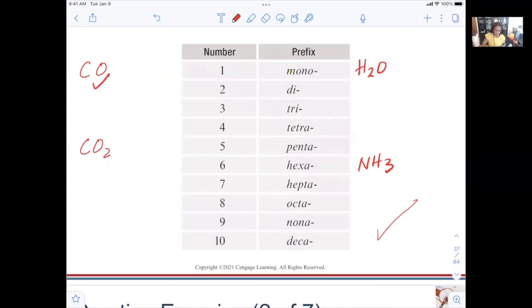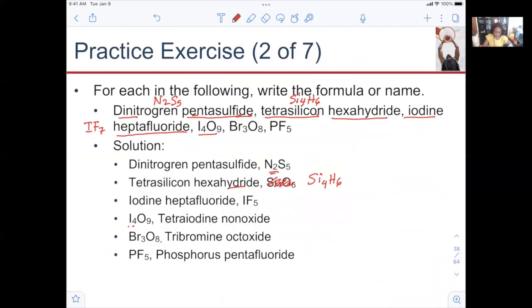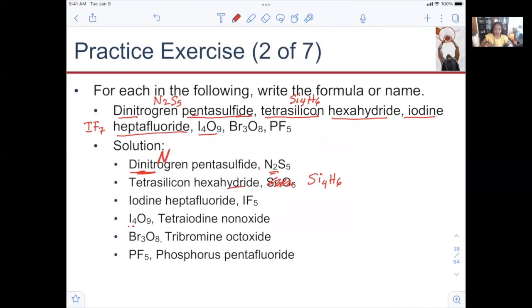And of course, we named this already. If I want to name this here, it'd be carbon dioxide. We know that, 2 oxygens. Okay, let's go ahead and name this right here. Oh, I think I already have these here. Dinitrogen, right? 2 nitrogens. I feel like of all the nomenclature, this is the easiest. 2 nitrogens, right? Pentasulfide. Penta is 5 sulfurs. Tetrasilicon, silicon 4, hexahydride. H6, right? Iodine 1, heptafluoride. F7.